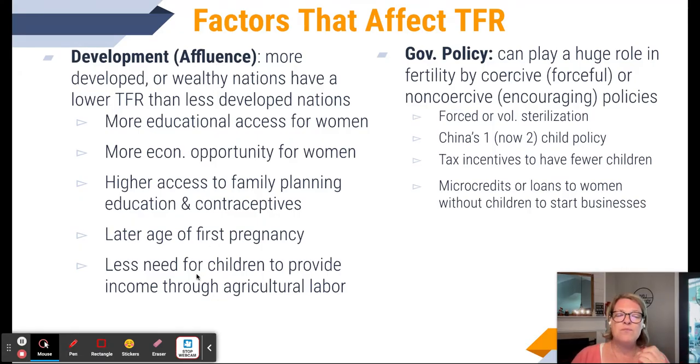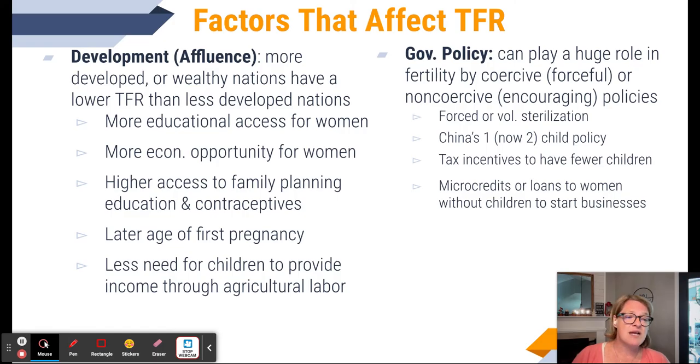And then because we have a technologically advanced country, we no longer are living in an agricultural period where we need more children to provide income through that agricultural labor. So, if you're not a developing nation where you're growing a lot of crops and you need people to help support the family, then you tend to have fewer children as well. Plus, it's more expensive in developed nations to have more children. So, anyway, government policy can also play a factor in this.